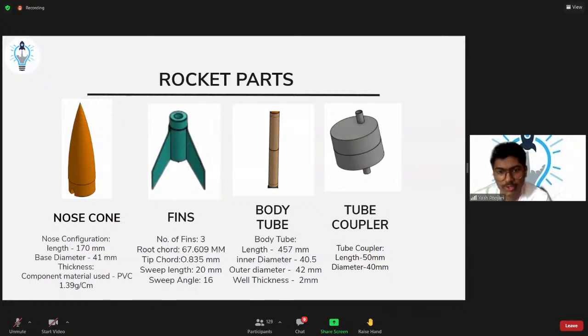Next is the body tube. The body tube forms the main body of our rocket, and connects the nose cone at the top and the fins at the bottom. Next is the tube coupler. The tube coupler joins the two body tubes together and strengthens the rocket. Over to you, Satyam.